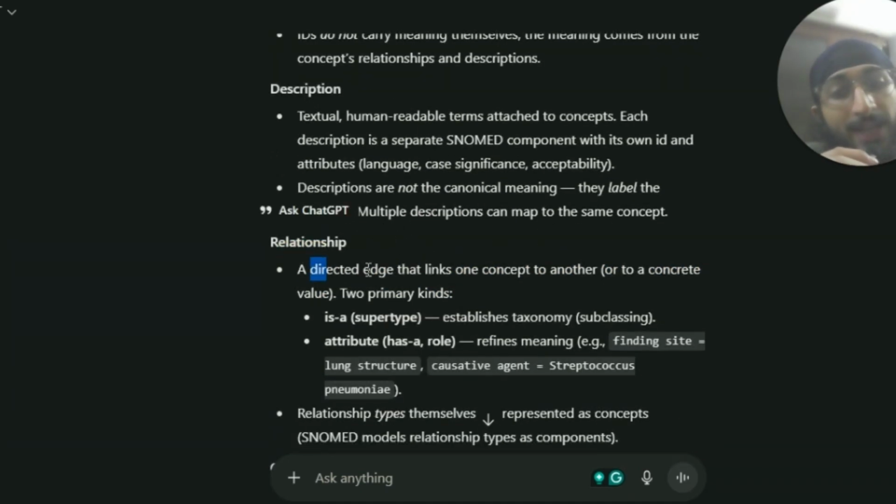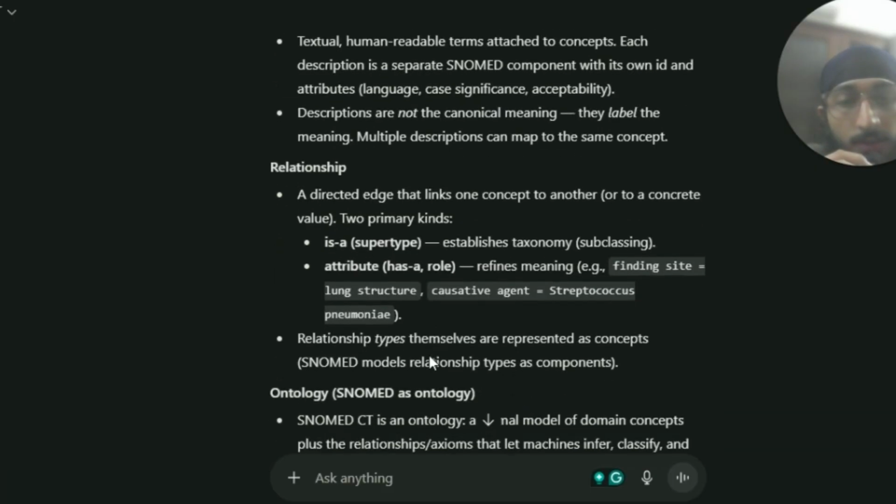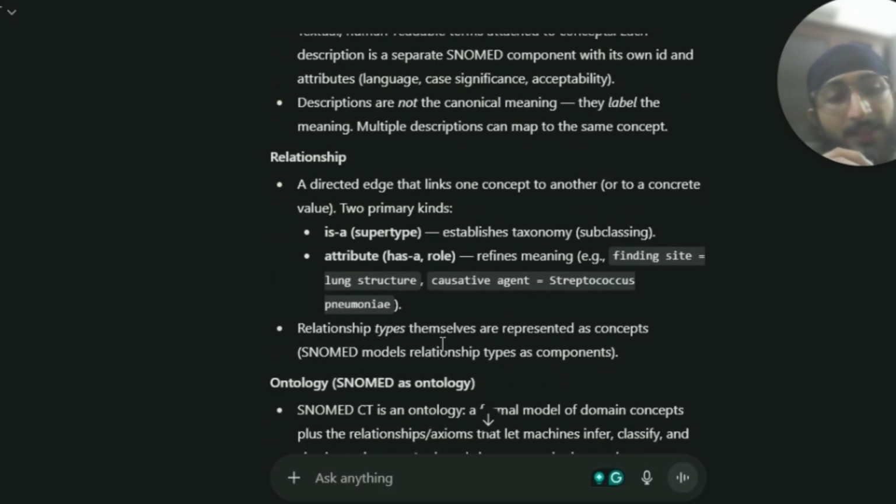Then we have relationship, which is a directed edge that links one concept to another or to a concrete value. The two primary kinds are the supertype, which establishes taxonomy or subclassing, and the attribute, which has a role and defines meaning. For example, finding site is lung structure, causative agent is Streptococcus pneumoniae. So the attribute has a role, right? Then we have relation types themselves represented as concepts.